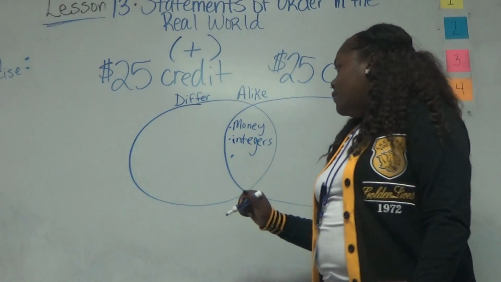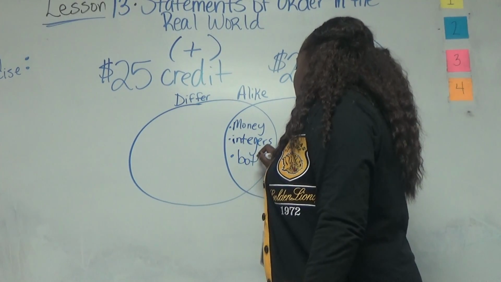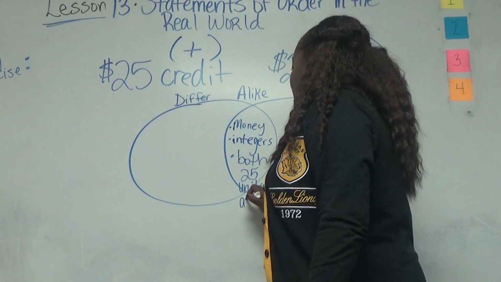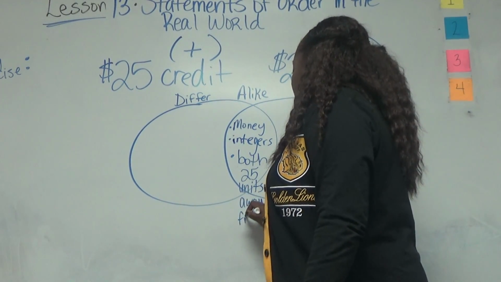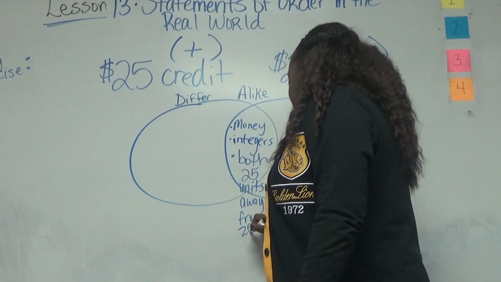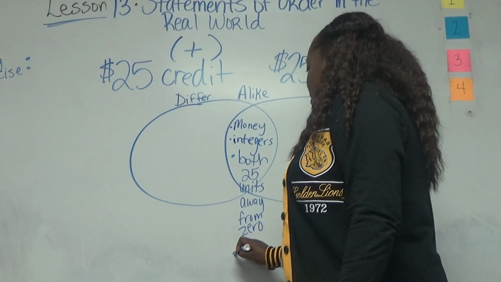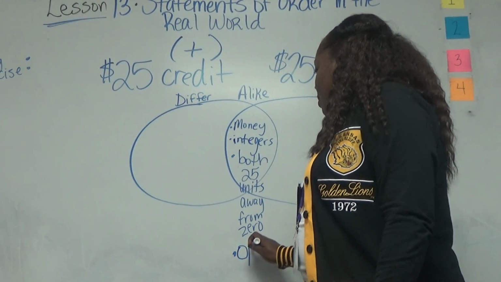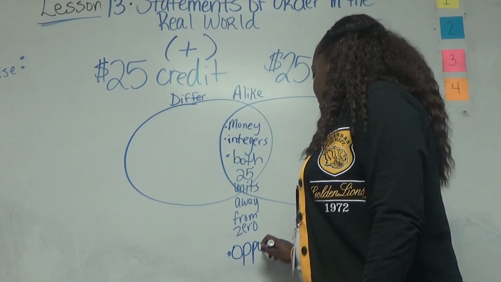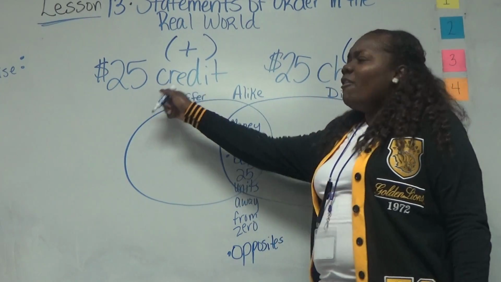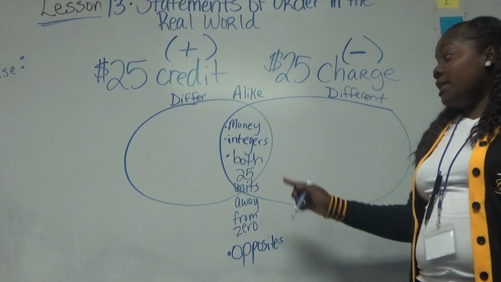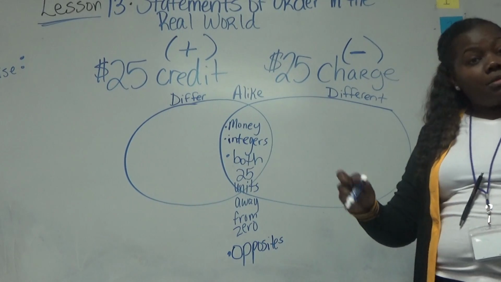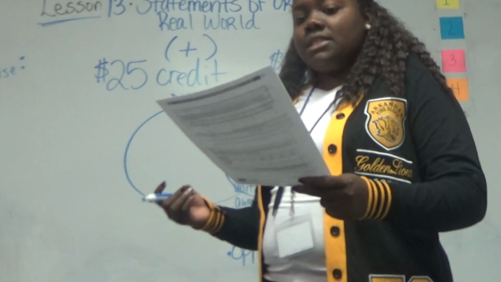That's exactly what I was looking for. They are both 25 units away from 0. Which means they are what? What vocabulary word? Starts with an O. What's it called? Opposites. Okay? So these are both 25 units away from 0, which lets us know that they're both opposites. They are both money, and they are integers. So that's some things that you can list on how they are similar.